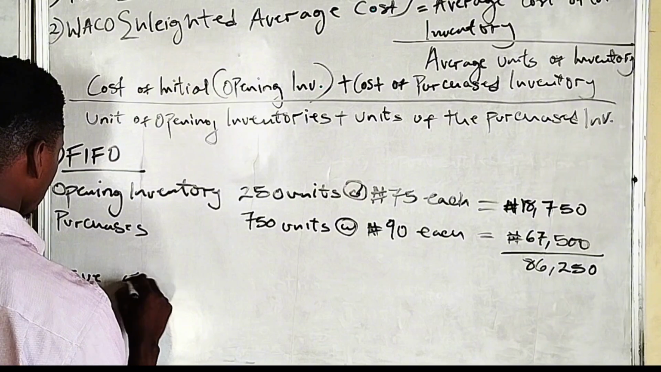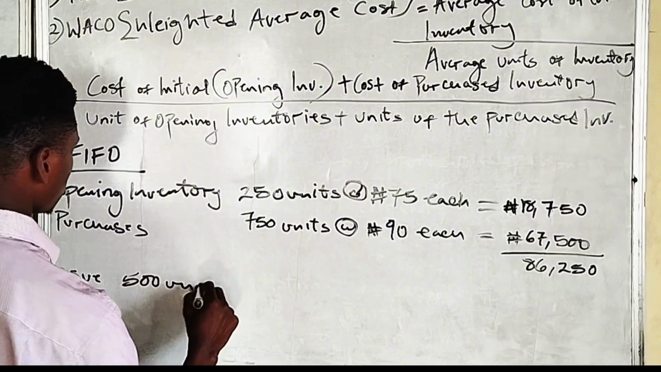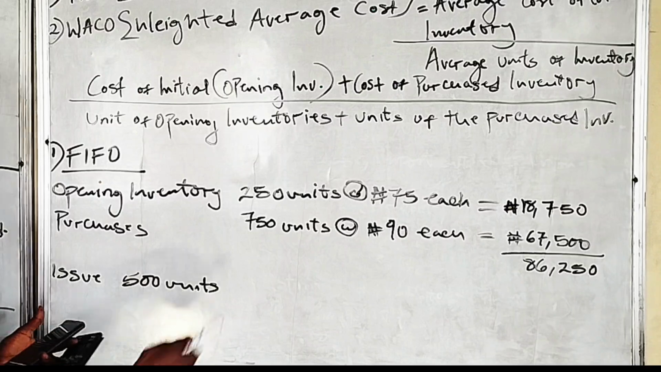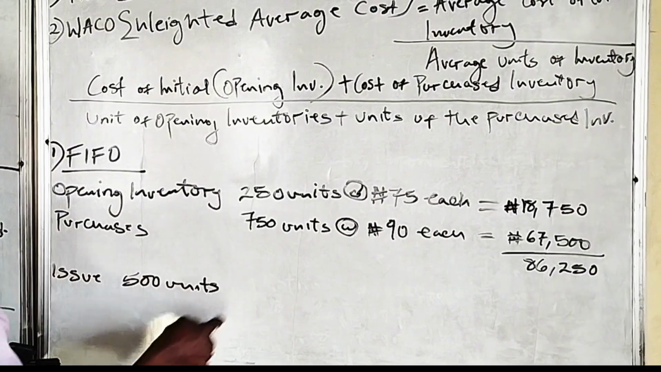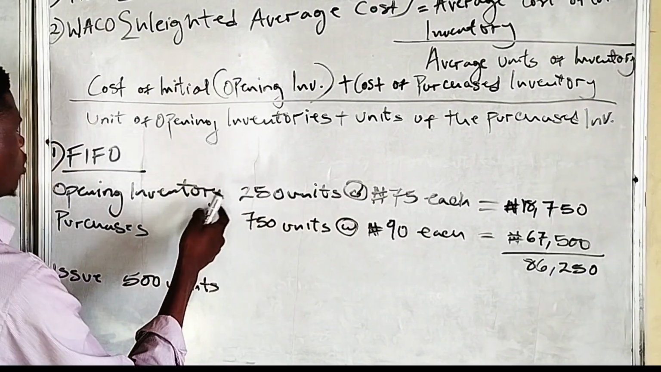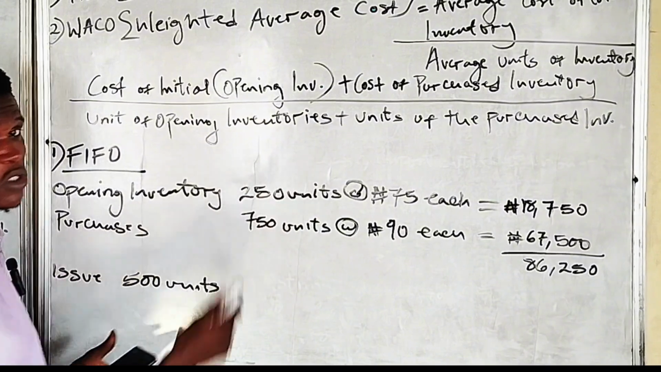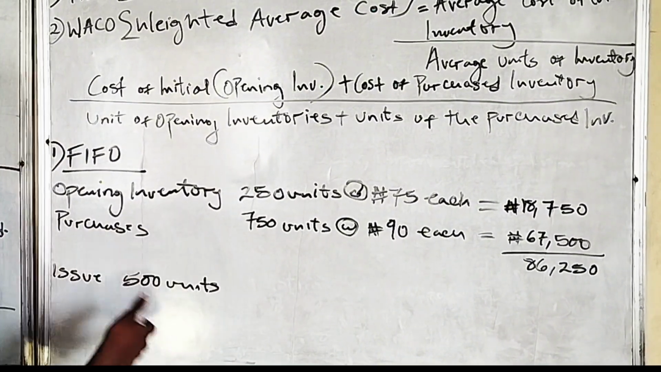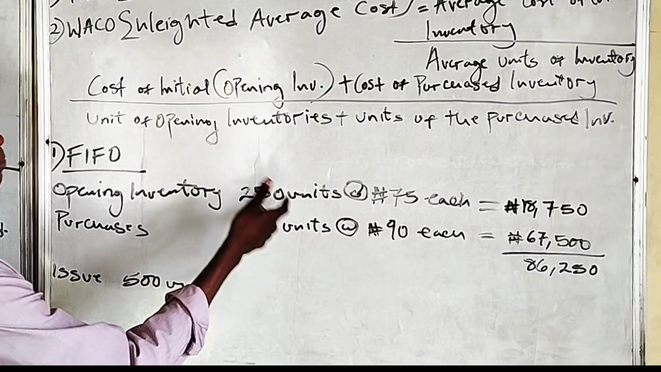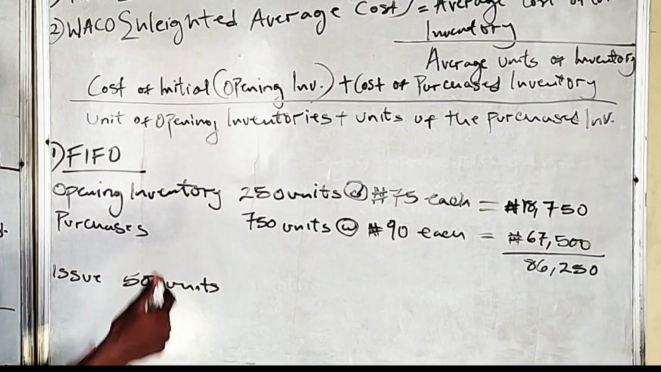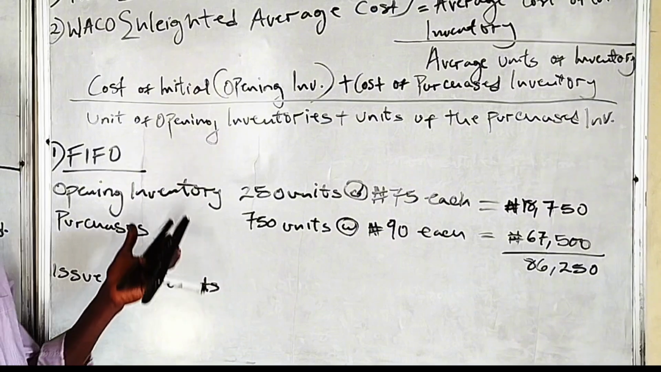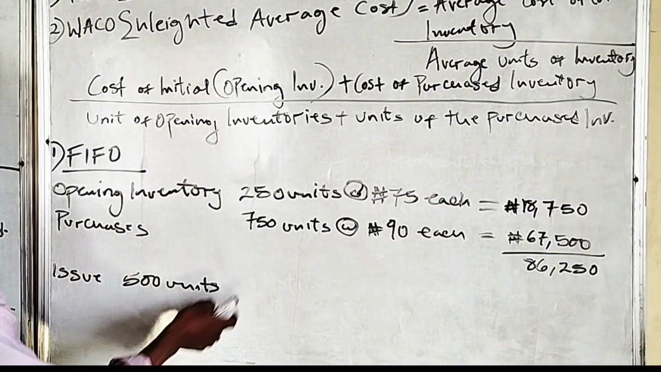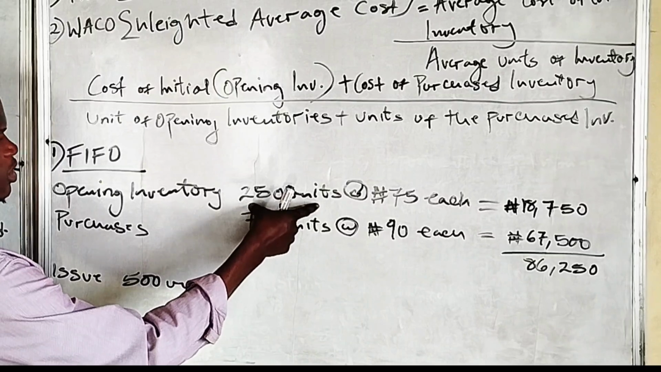500 units. So using first in, first out, we will issue 250 out of this 500 units at this price. We have inventory of 250 units at 75 naira each. So since we are issuing 500 units, we cannot issue 500 units from 250 units. According to first in, first out, we issue according to the order of purchase or the order of inventory in our books. So we have 500 units, 250 is still existing.